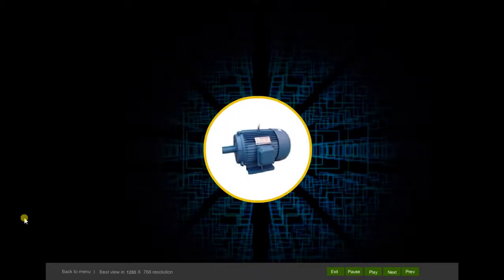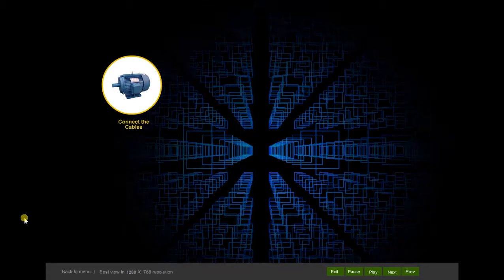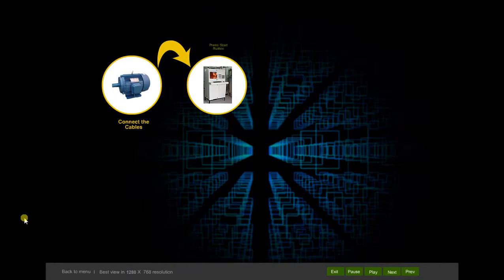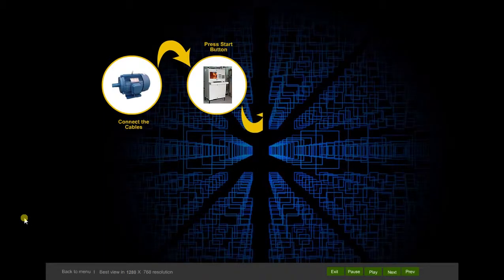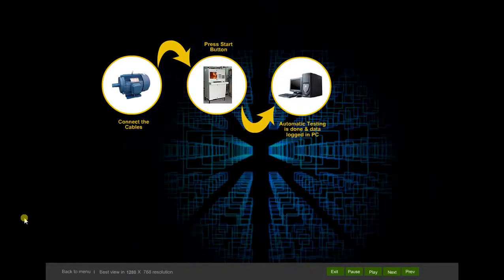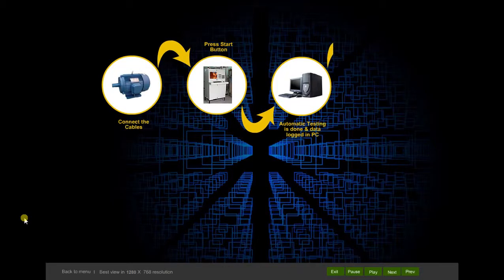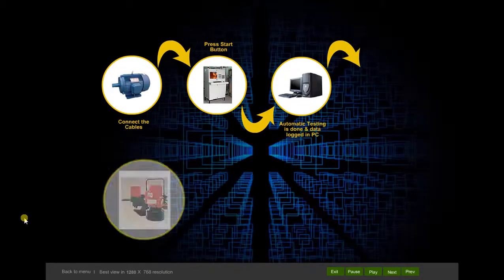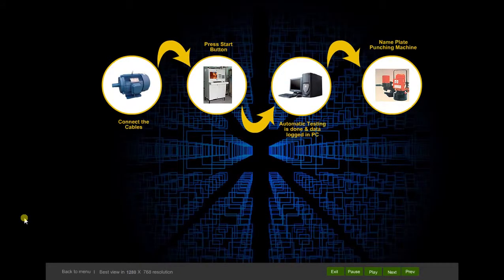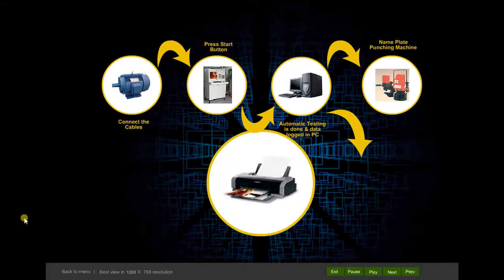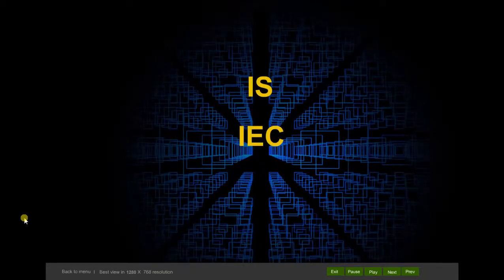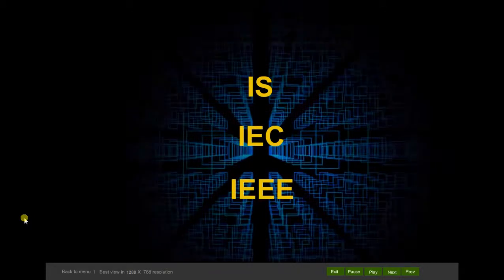With Motor Auto Test, the operator connects motor leads to the test bench. Then, he clicks to start tests. Motor Auto Test then automatically conducts all the tests in sequence and signals completion on the screen. The nameplate is automatically punched. Motor Auto Test prints reports that are in full compliance with IS, IEC and IEEE standards.